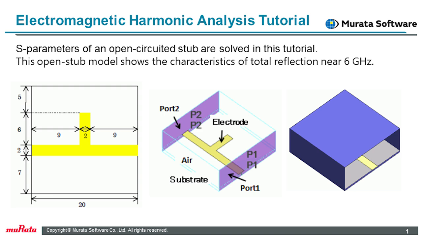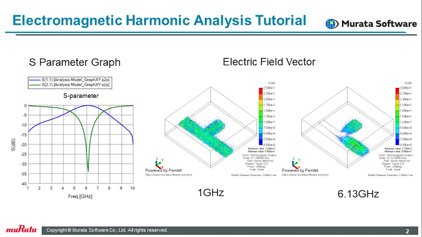S parameters of an open-circuited stub are solved in this electromagnetic 3D harmonic analysis tutorial. The presence of an open stub results in an S parameter in which electromagnetic waves of a particular frequency are totally reflected and do not pass at all. As shown in the graph of the S parameter in the calculation result diagram, the open stub model in this tutorial shows the characteristics of total reflection near 6 GHz.